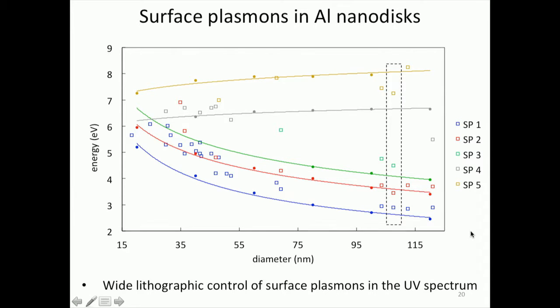The bottom line here is that we basically show a wide control of the surface plasma modes as a function of lithographic feature size. So we can control the surface plasma resonance from down to 2 eV up to 8 eV.